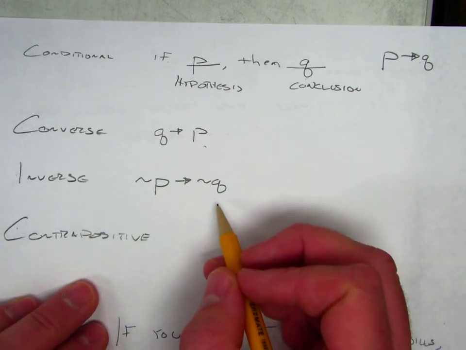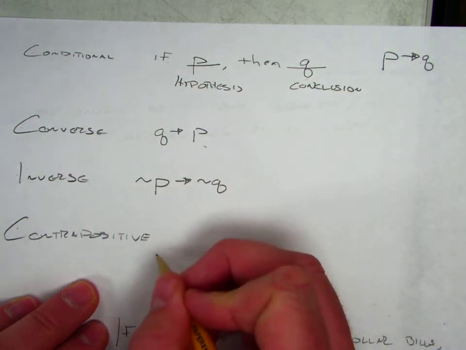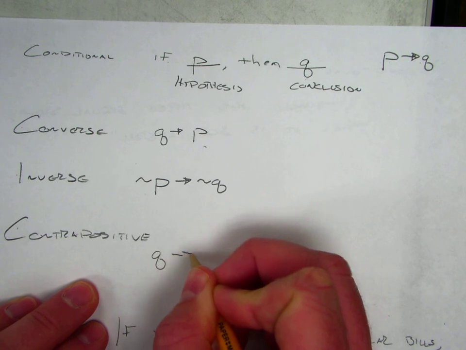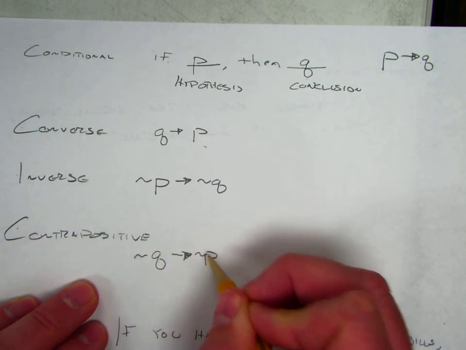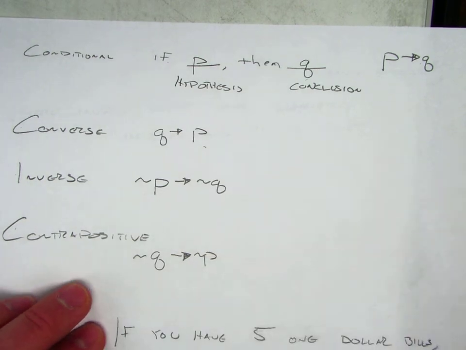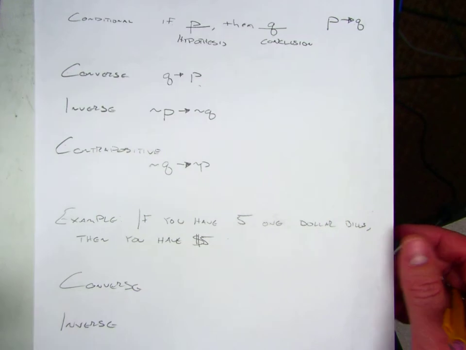The contrapositive is kind of like a combination of these two. First, I'm going to flip P and Q, and I'm also going to take the not. So not Q, then not P. Now let's look at what this means. I know I've just thrown a lot of letters at you, but let's look at an example.